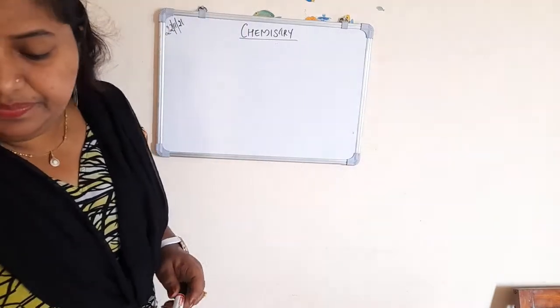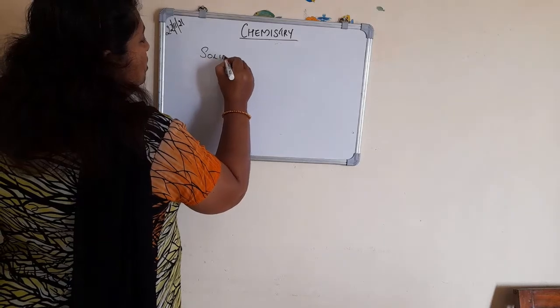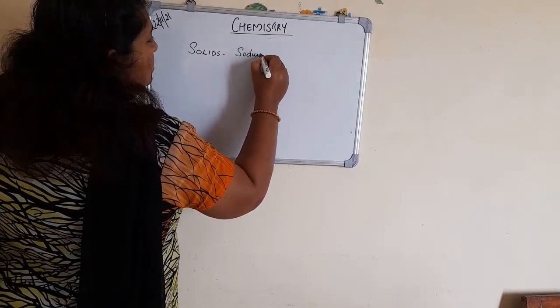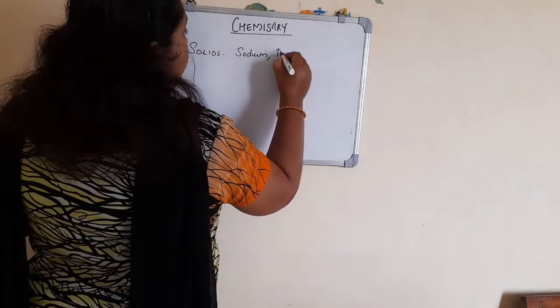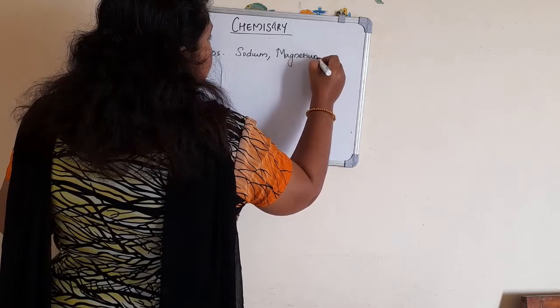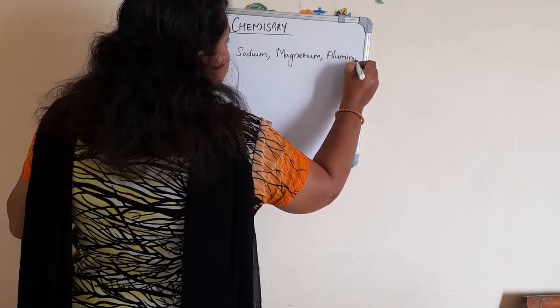So, what are the solids here? Solids: sodium, then magnesium, aluminium. These are all solids, right?